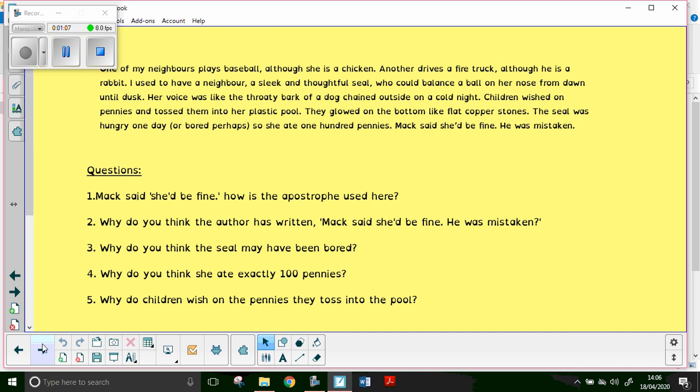Okay, that's question one. Question two is, I've put, why do you think the author has written, Max said she'd be fine, he was mistaken? What do you think that infers, that he was mistaken? What do you think's happened to the seal? Number three, why do you think the seal may have been bored? So when you read that text again, have a think about the reasons. Why do you think that she was bored?